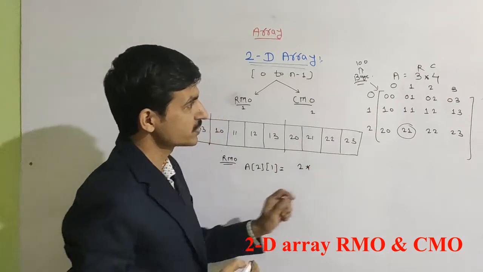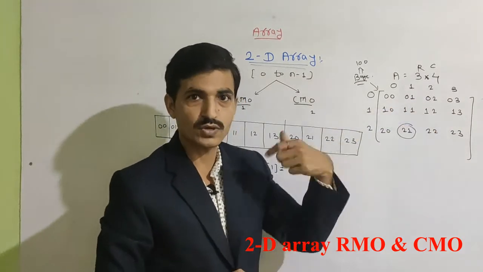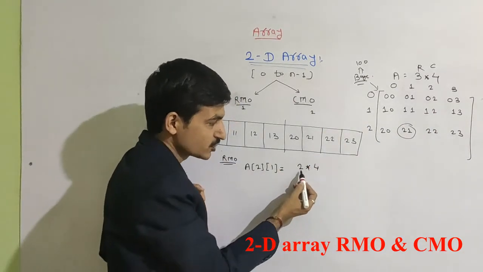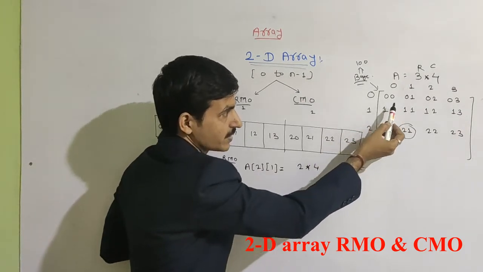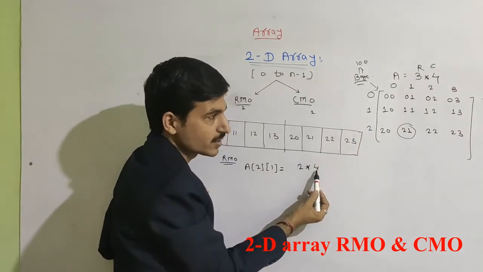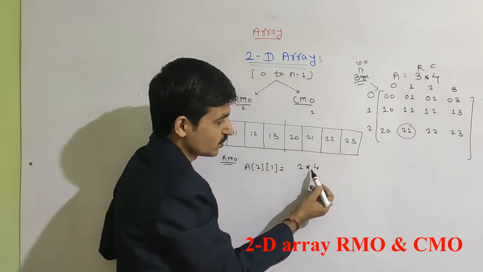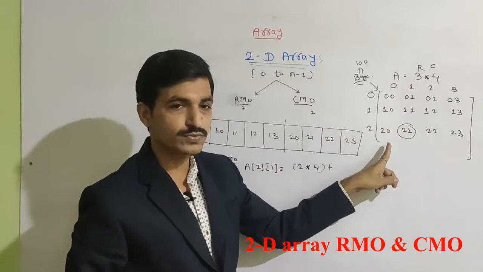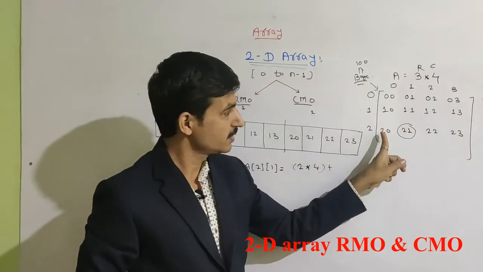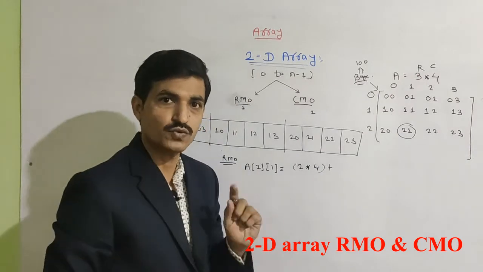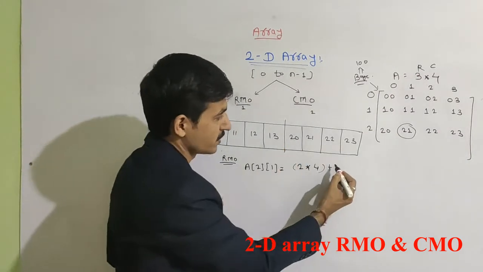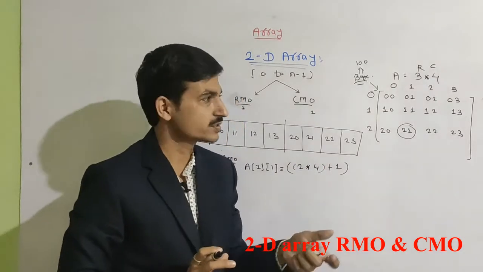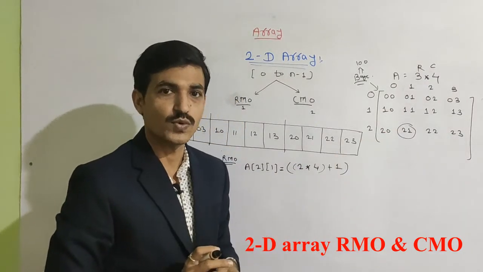And how many elements should it cross in those 2 rows? 4 plus 4. Each row contains 4 elements, so 4 elements have to be crossed from each of the 2 rows. So row number 1, row number 2, and 4 elements from each row. So 2 into 4 plus. How many elements in the column have to be crossed? 1 element of the particular column has been crossed. So plus 1. This is the total number of elements that should be crossed before visiting this 2, 1.